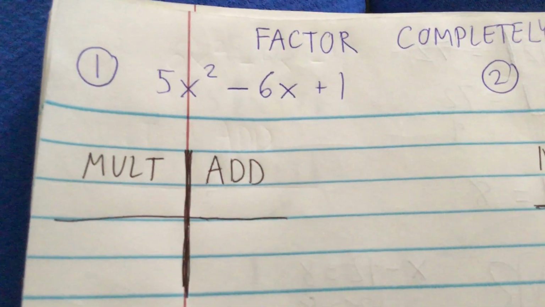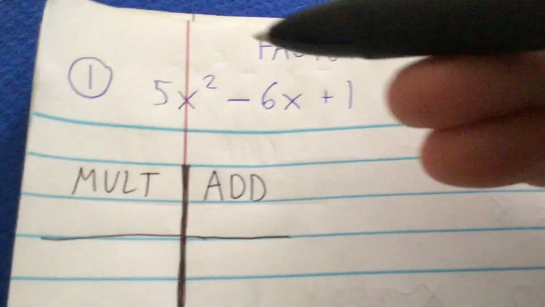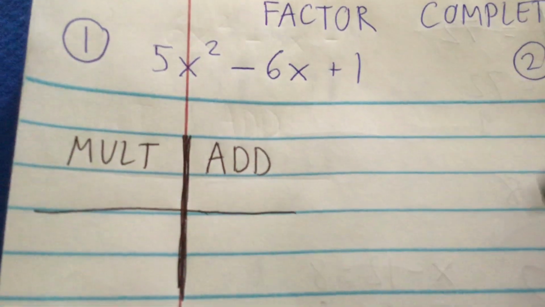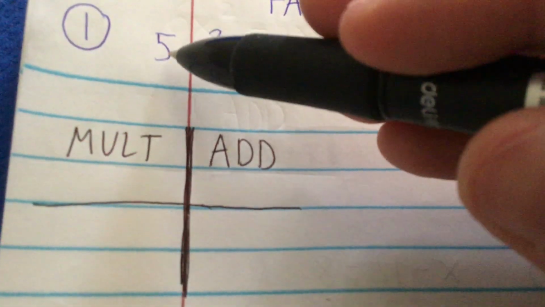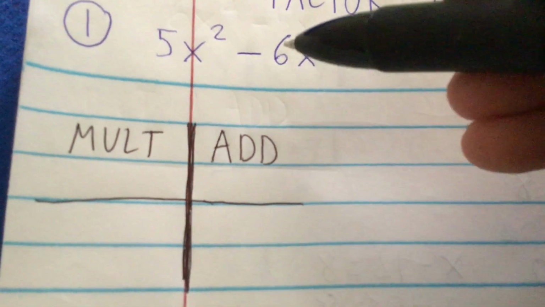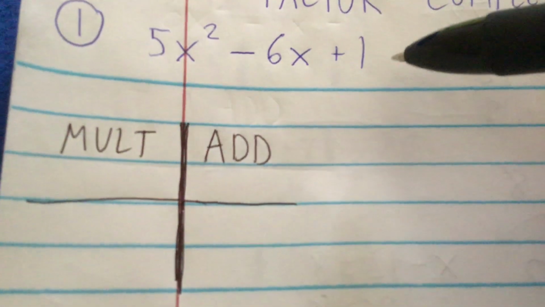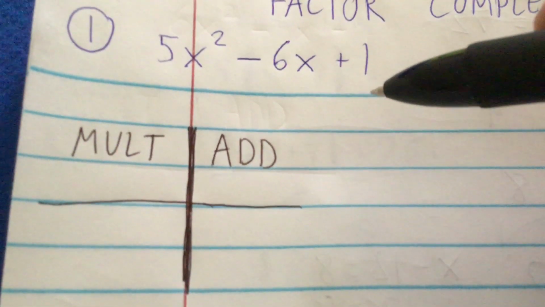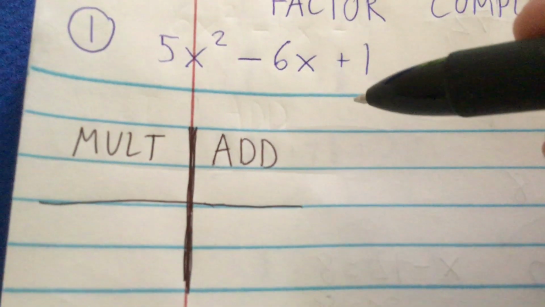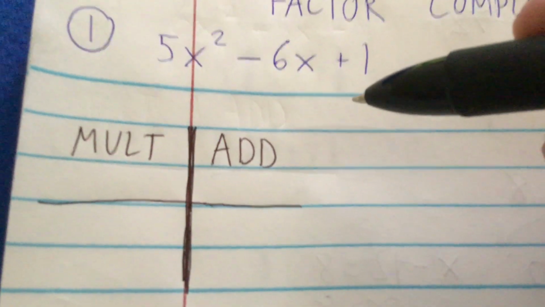So my first move is, can I factor something from 5, 6, and 1? No, I can only divide 1 and 5 from 5. I can only divide 1, 2, 3, and 6 from 6. And I can only divide out 1. Well, if I divide everything by 1, it doesn't really make my polynomial get any smaller. So the answer is no, I can't factor anything out.